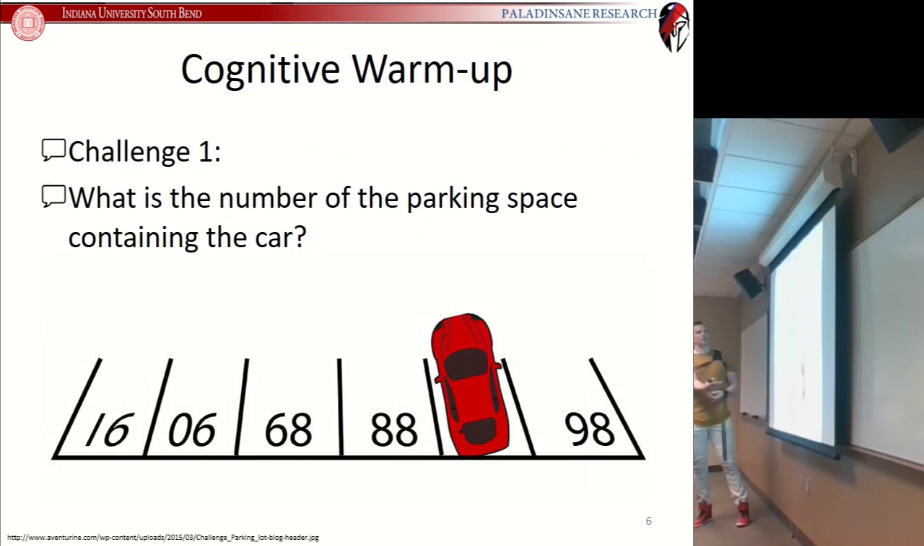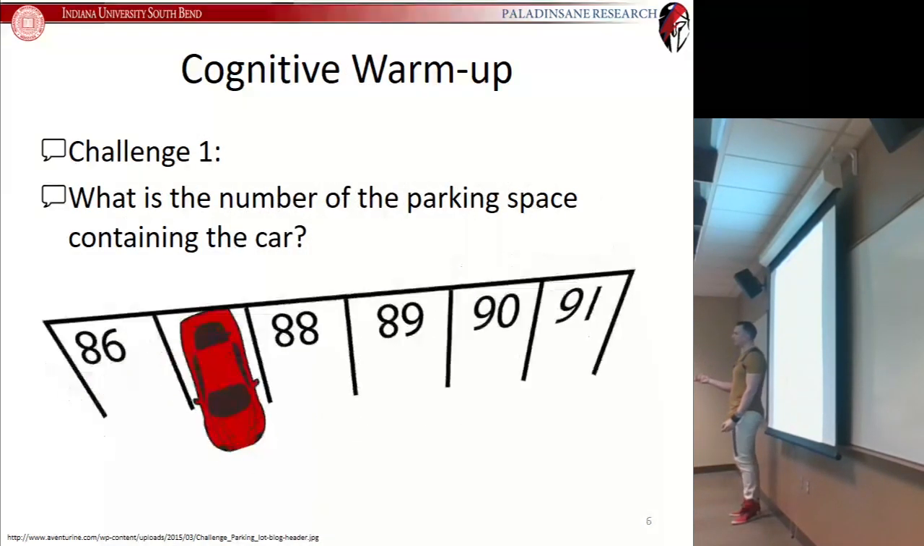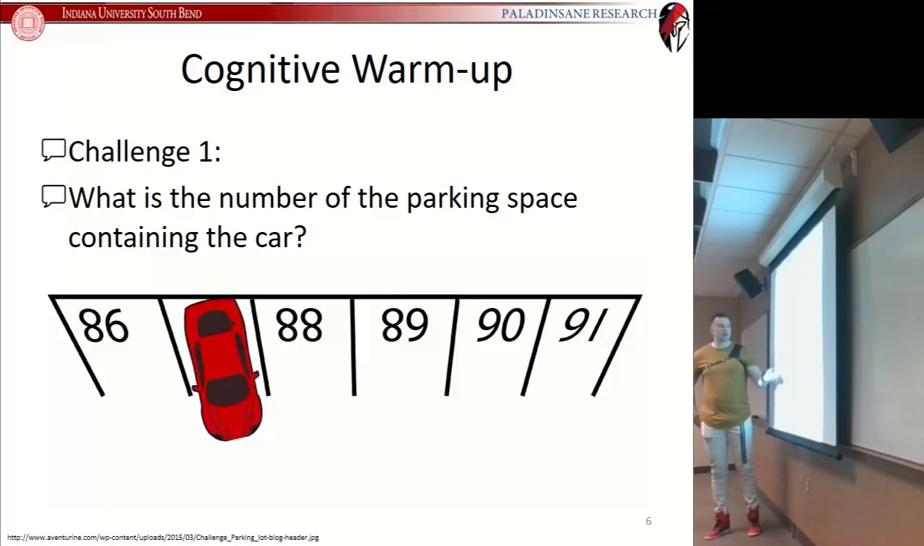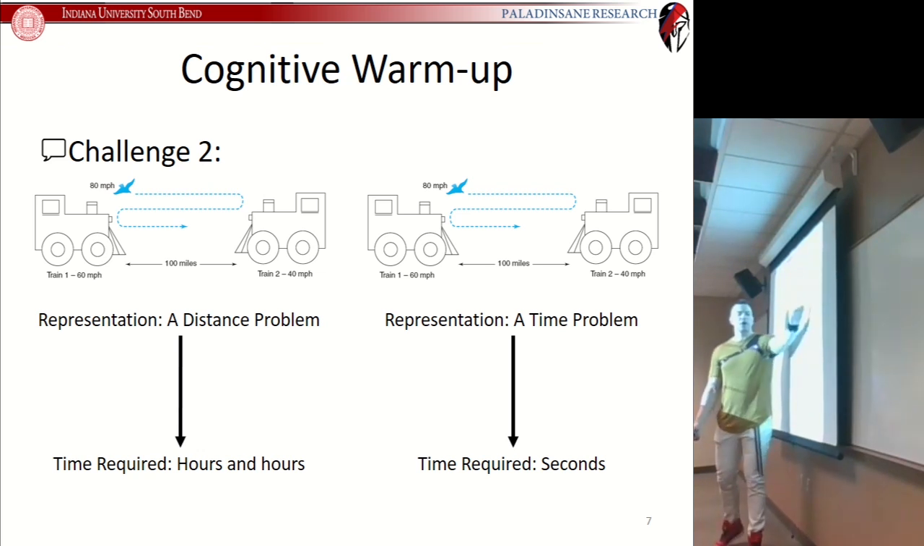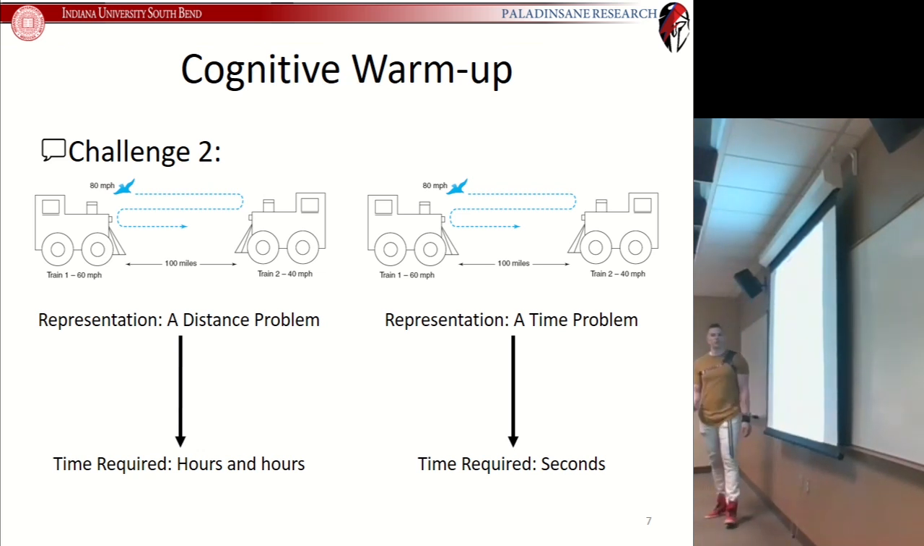So we saw this example with the parking space riddle. So if you structure the problem as a bizarre number sequence, very, very difficult to solve. If you restructure the problem as an inverted view of this parking lot, massively easy to solve. The number is 87. So again, it's that restructuring that allows you to solve the problem. We saw this earlier in the semester where you had the train problem with the seagull, and if you structured it as a distance problem, you'd probably still be here trying to solve it. But if you structure it as a time problem, it becomes much more easy to solve.